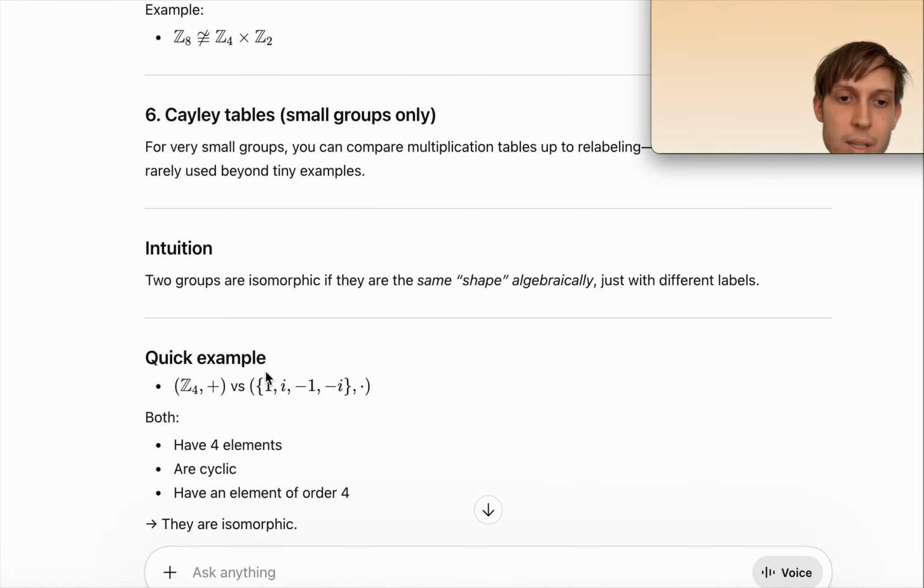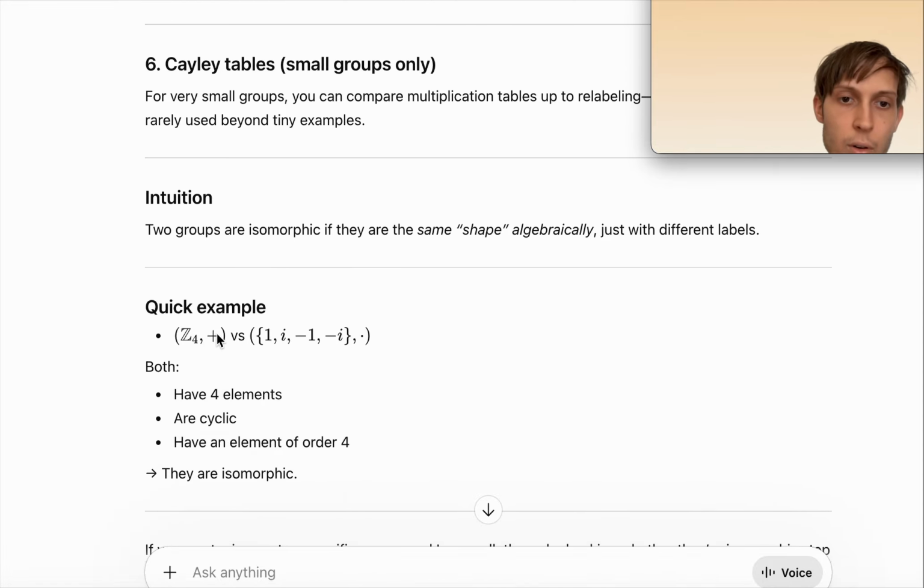Here we have some examples. Z sub 4 with addition, and the set 1, i, minus 1, minus i. Both have 4 elements, both are cyclic and have an element of order 4, and therefore they're isomorphic. All right.